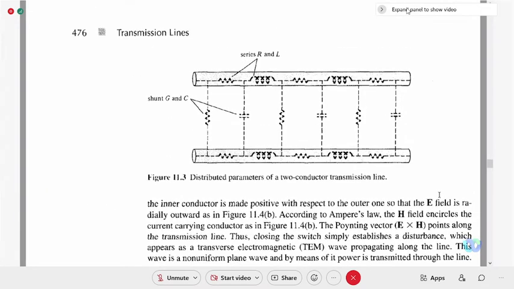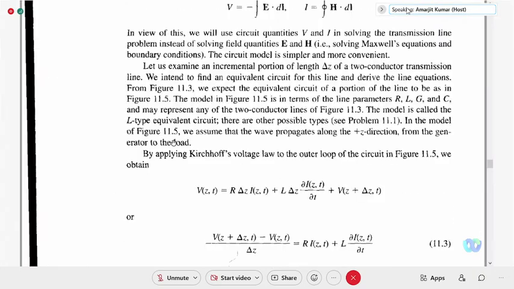So the equivalent circuit is shown here. We will consider a delta Z length, a small section of the line. This is the type of equivalent circuit you already know, in terms of R, L, G and C. G and C are the shunt conductance and shunt capacitance, and R and L are the series resistance and series inductance. So we can consider an L-type equivalent circuit.